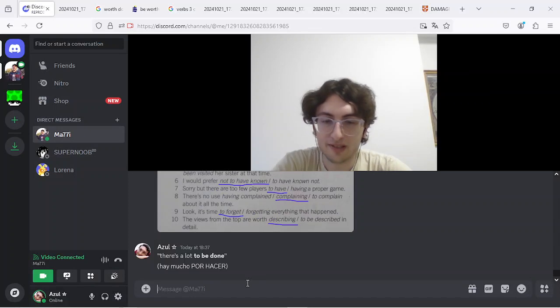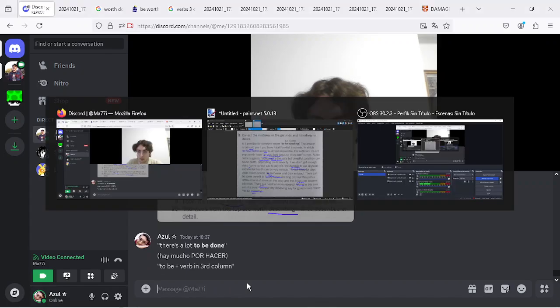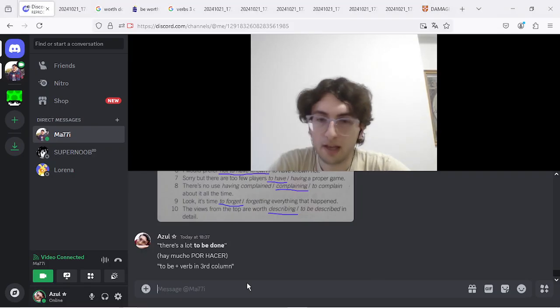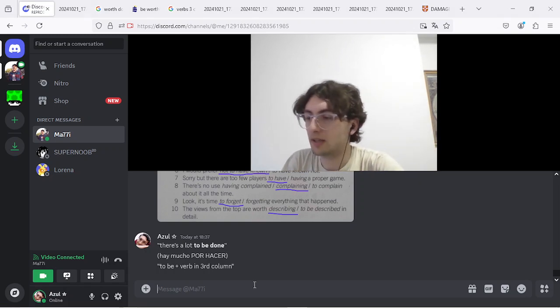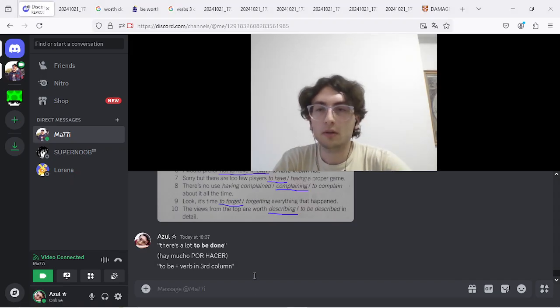We didn't view this structure. We didn't learn it, so we didn't review it. To be plus verb in third column. Let me write it here for you. It's like por hacer. I don't really know how to say it in Spanish, but hay mucho por hacer, hay por gastar o lo que sea. Para ser gastado, maybe you would say that. Es una buena área para que el dinero sea gastado. Maybe we could phrase it that way in Spanish, and that translates to be spent, right? That's a very similar way of saying it.